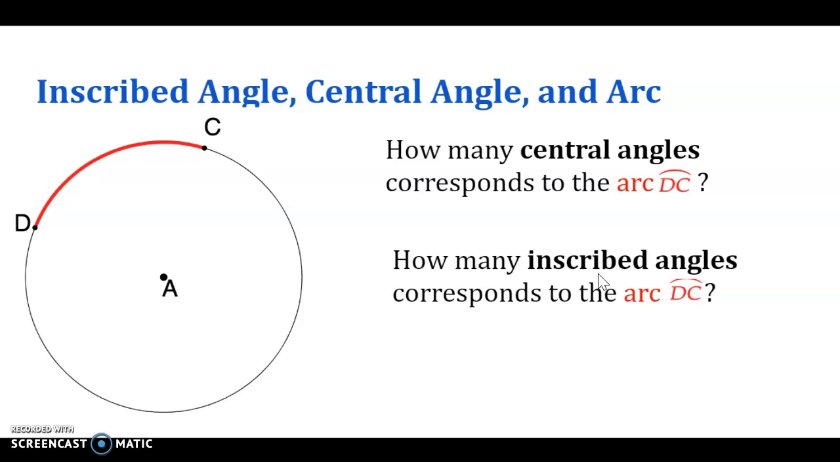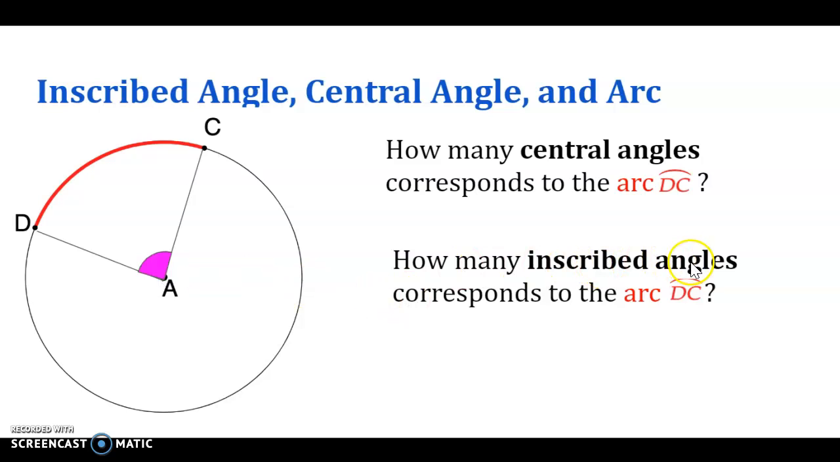Now let's talk about inscribed angle, central angle, and arc. How many central angles correspond to arc DC? If you consider this arc DC that's highlighted in red, the definition of central angle is that the vertex is at the center. So can you create another central angle? No, you cannot, because given DC, there is only one central angle that you can create.